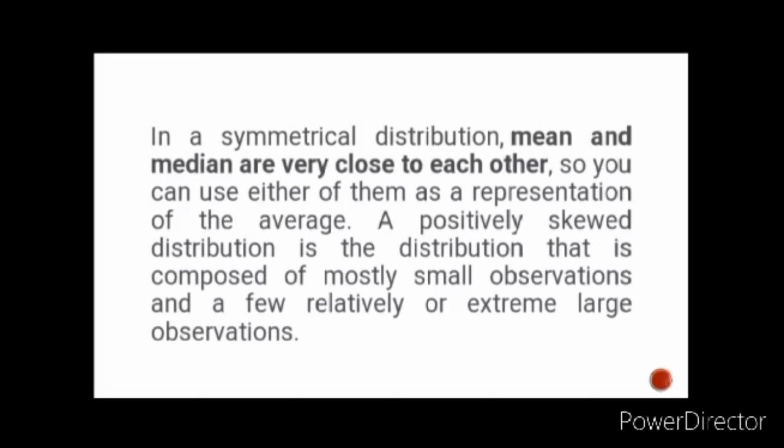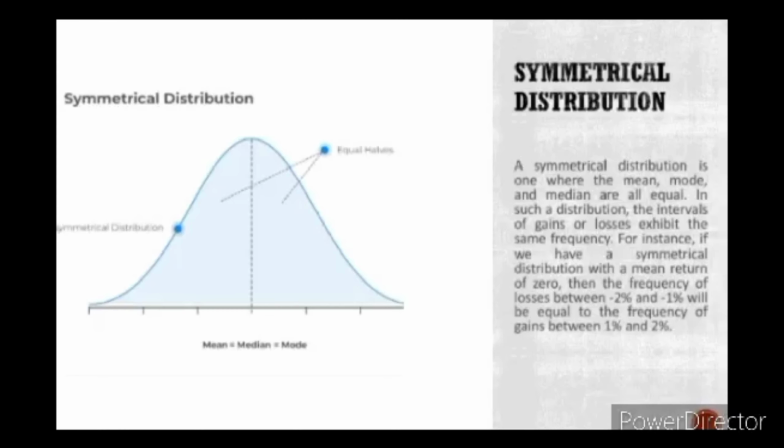Next slide, the types of skewness, which are symmetrical distribution, positively skewed, negatively skewed, and rectangular distribution. Next slide. Now, symmetrical distribution.